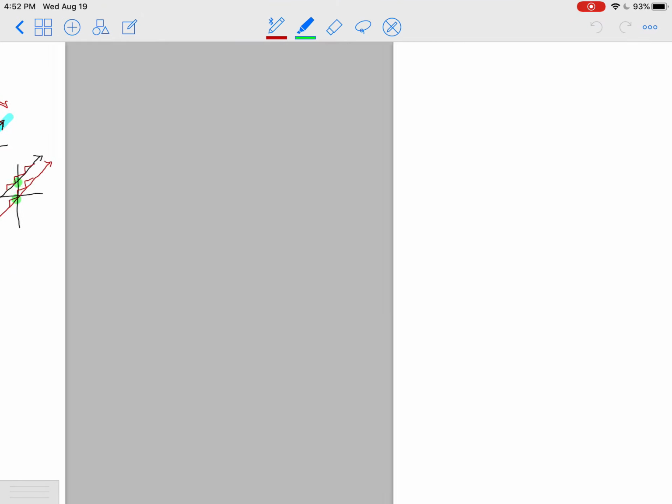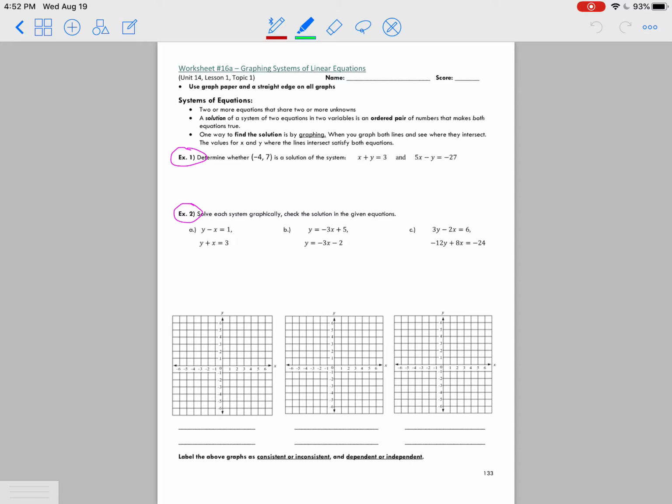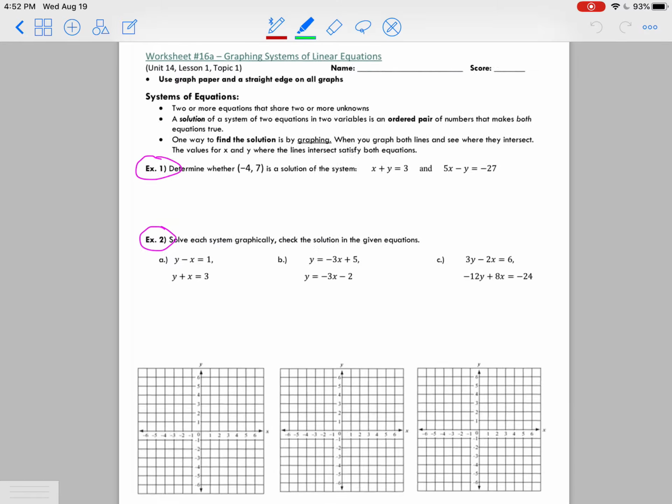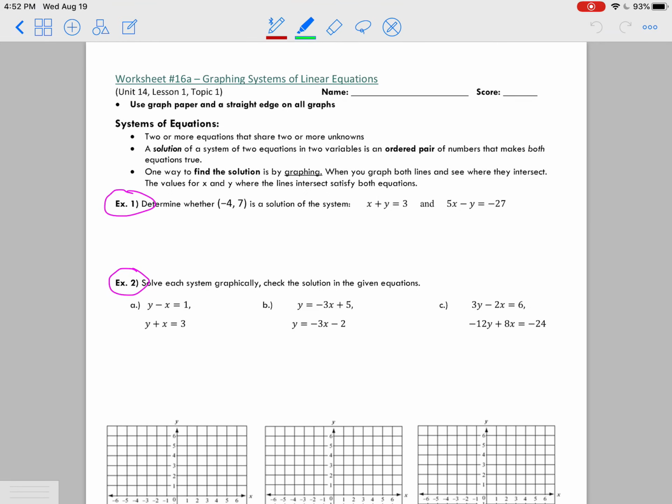All right, guys. So what I'd like to do next is just go right to our worksheet here, and let's do some examples, kind of walk through examples of what we've been talking about.